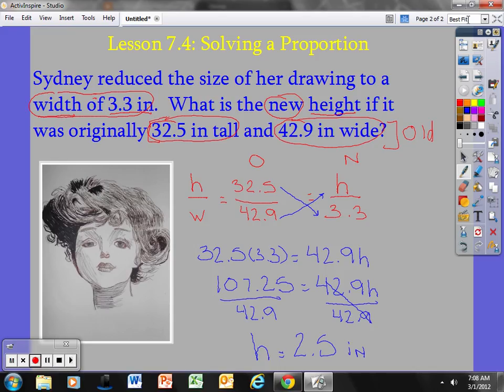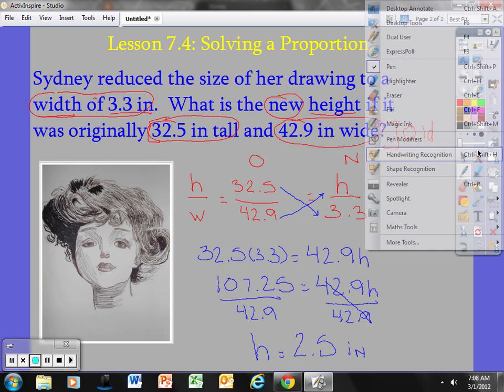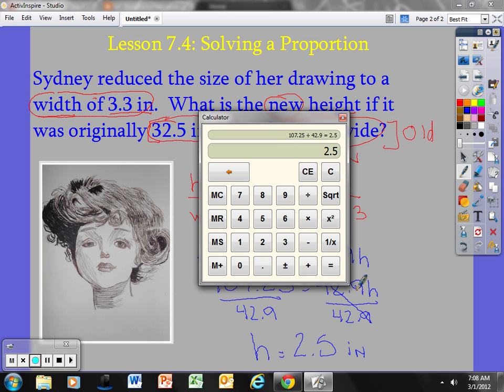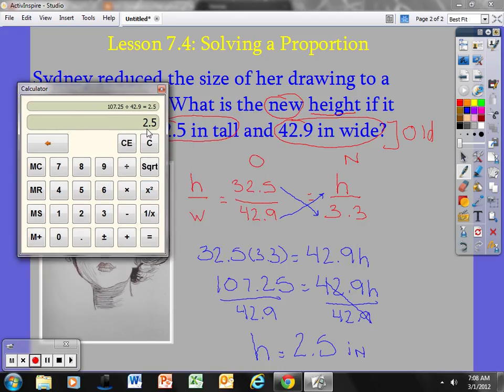Going back to what I originally thought, I knew that this h had to be smaller than the 3 3/10 to be proportional to this side, and it is. So it looks like I am correct. Now I could check this another way. We said that was 107 and 25 hundredths. Let's see if when I cross multiply there, I also get that. So now let's go 2 and 5/10 times 42 and 9/10, and I get 107 and 25 hundredths. So both cross products gave me a product of 107 and 25 hundredths.